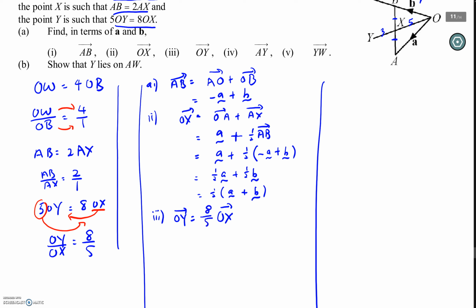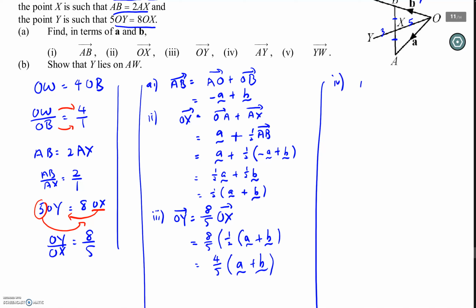I'm doing it slowly with you because later on when you do the homework question, it's exactly the same. This is how you solve every part. Now this part here will be 8 over 5 times half of A plus B. And what is the answer? 4 over 5 (A plus B). Happy?